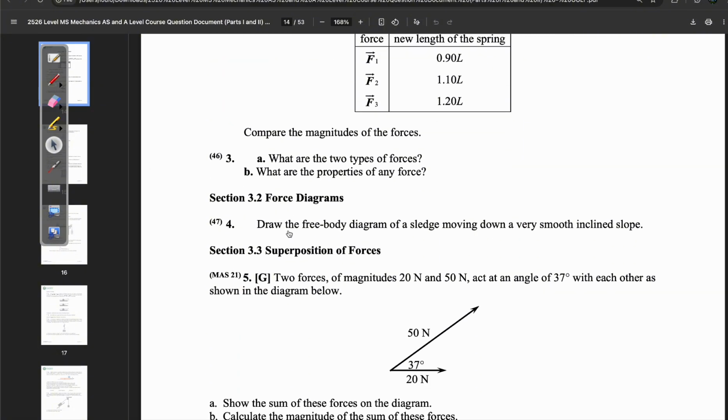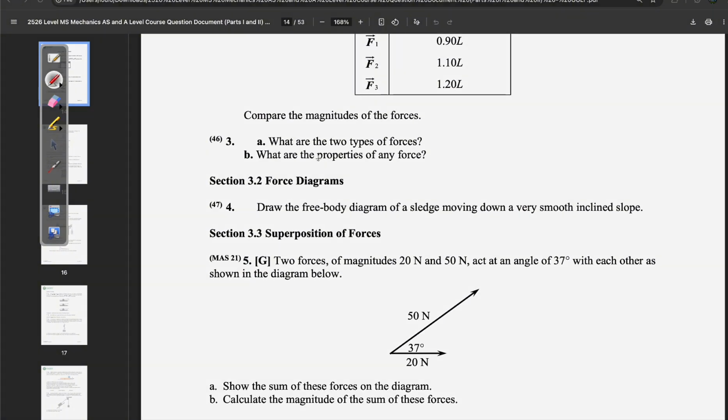Number 4. Draw the free body diagram of a sledge moving down a very smooth inclined slope. Okay, so here is the sledge. We're gonna have normal perpendicular to the surface like this, and then weight downwards. We don't have friction because they said very smooth, which means no friction, and that's it.